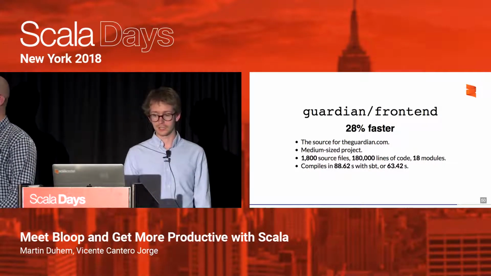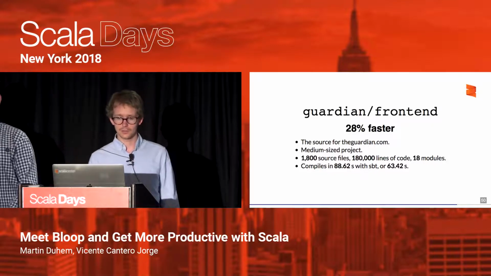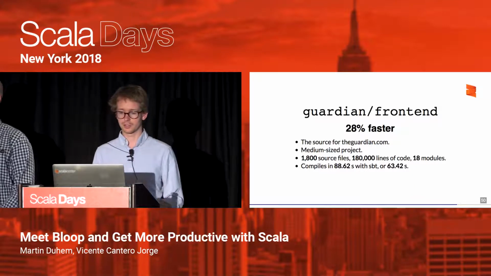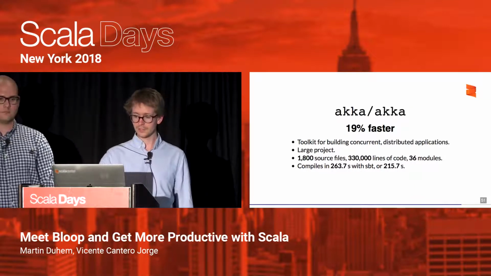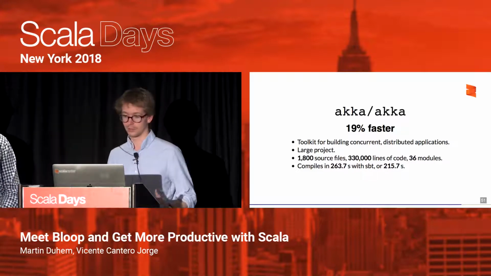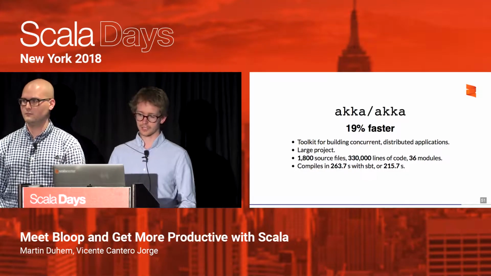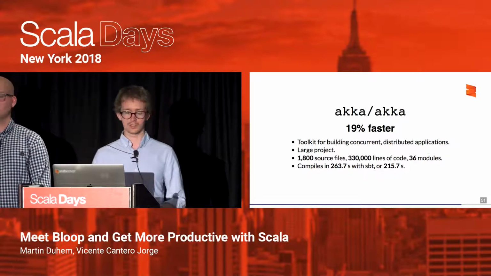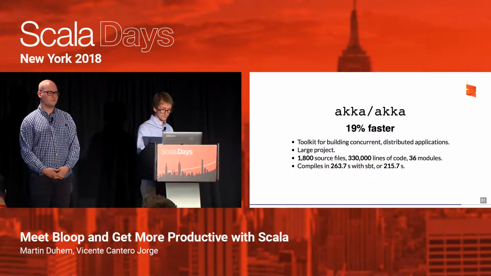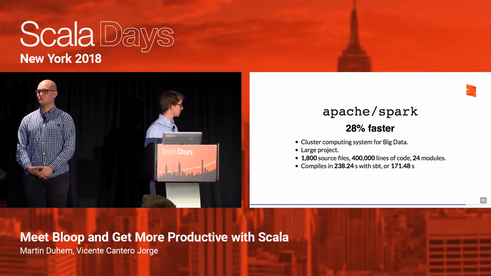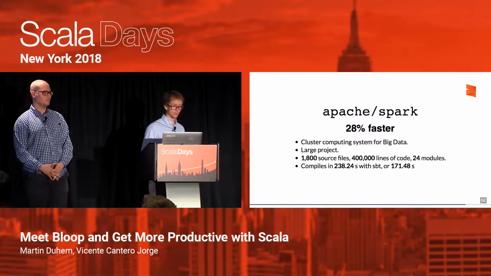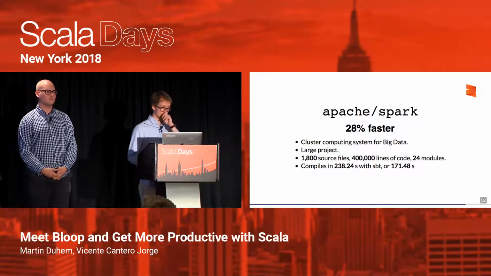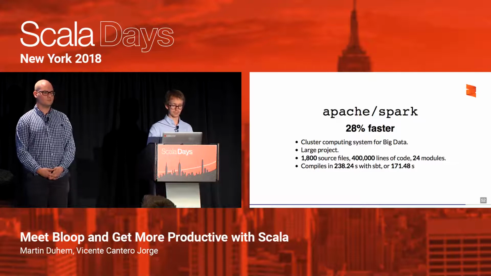Then we tried on something that is slightly larger, 180,000 lines of code. It's the Guardian frontend, the source of the website. And we got, again, 28% compilation speed improvement. The next thing that we tried was Akka, which is, again, a large project this time. 330,000 lines of code, 36 modules, 1,100 source files. And we got, again, almost 20% speed up in compilation. The last project that we tried was Apache Spark, which is this one, a large project. It's 400,000 lines of code. And we got, again, 28% decrease in compilation time.